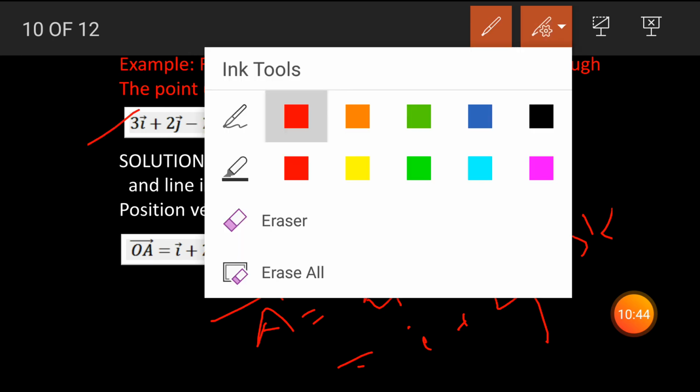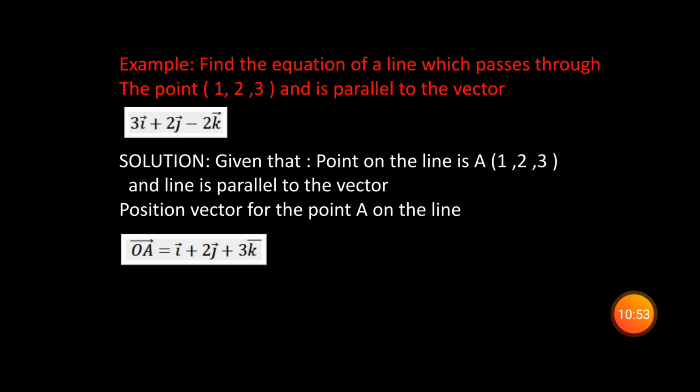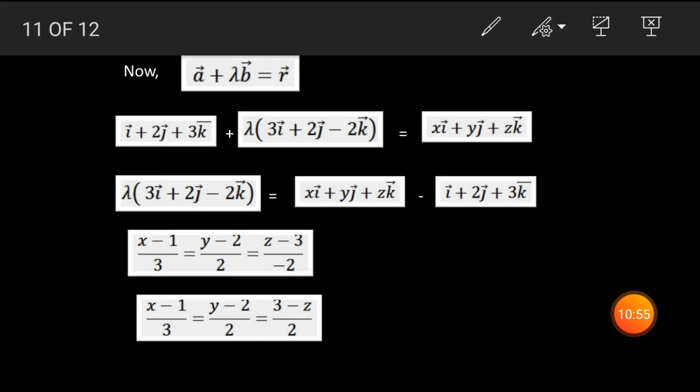So first of all you are going to write the result in this way. You know this is the vector form: A plus lambda b equals r. Now in place of A, i plus 2j plus 3k; lambda times b vector, which is given to us, that is 3i plus 2j minus 2k; and r vector, that is our original vector, x i plus y j plus z k, the position vector of P.